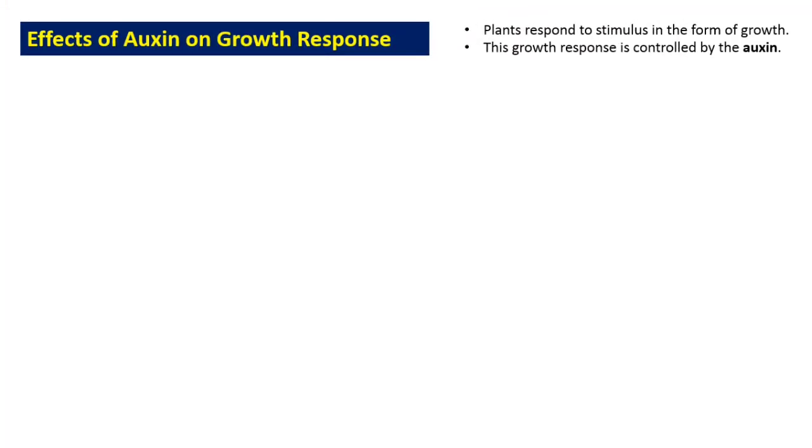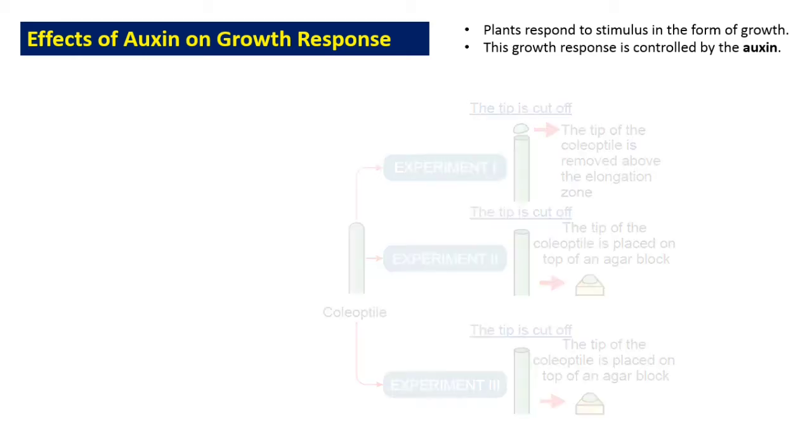Let's discuss the effect of auxin on the growth response in detail. The plant responds to the stimulus in the form of growth. We have learned about the response in 5.1 and 5.2. The plant responds to the stimulus in the form of growth, tropism. So the growth response is controlled by auxin.